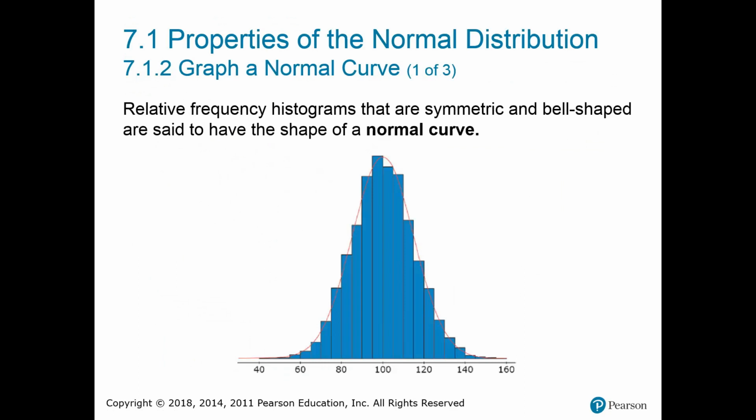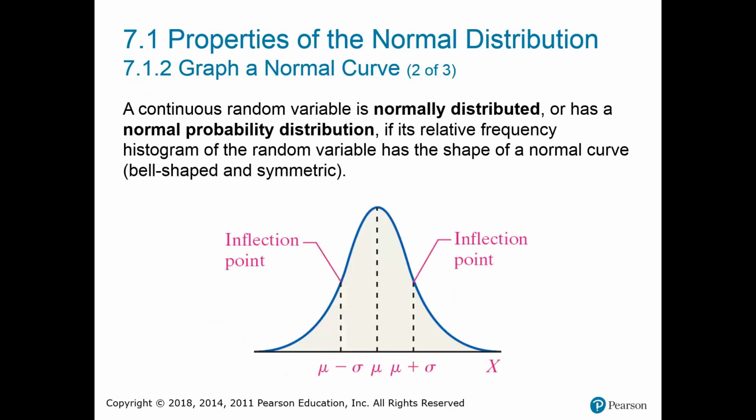Relative frequency histograms that are symmetric and bell-shaped are said to have the shape of a normal curve. So this illustration here is a normal curve. A continuous random variable is normally distributed, or has a normal probability distribution, if its relative frequency histogram of the random variable has the shape of a normal curve. In other words, it's bell-shaped and it's symmetric. We call one standard deviation out above and below the mean the inflection point.